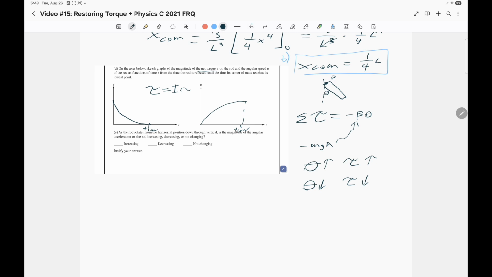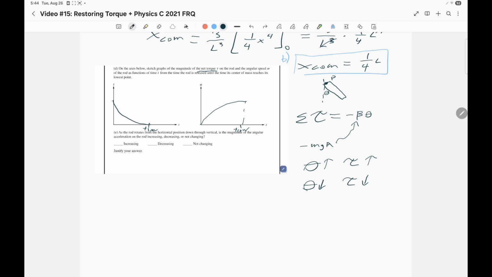Okay. There you go. Now, finally, part E. As the rod rotates from the horizontal position down through vertical, is the magnitude of the angular acceleration on the rod increasing, decreasing, or not changing? Okay, this is why I was thinking of angular acceleration. Maybe I subconsciously read ahead without even knowing it. If we look at our graph here, our graph is horizontal down to vertical. So we're dealing with the same scenario here.